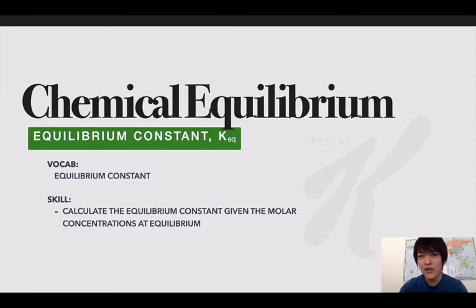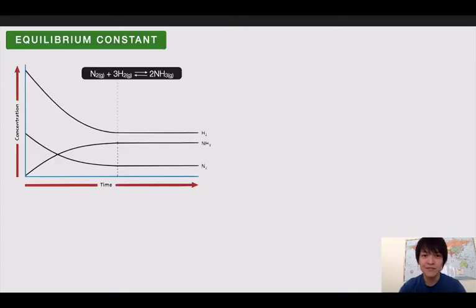In this video, we're going to learn how to calculate the equilibrium constant K given the molar concentration of reactants and products at equilibrium. Let's look at the same graph of a chemical equilibrium reaction that we looked at in the previous video. I want to remind you that in this region in red is when the reaction has not reached equilibrium, and this region in green is when the reaction is at equilibrium.